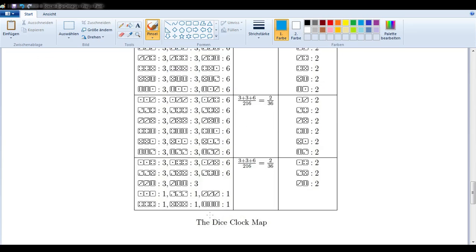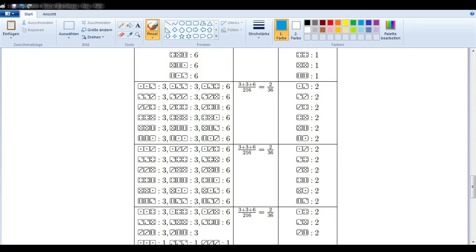I call this the dice clock map because we're dealing here, as we talked about before, with distances on a clock. And dealing with distances on a clock allows you to preserve a lot of symmetry that you wouldn't otherwise be able to preserve. It allows you to see similarities between rolls that you might not otherwise see.